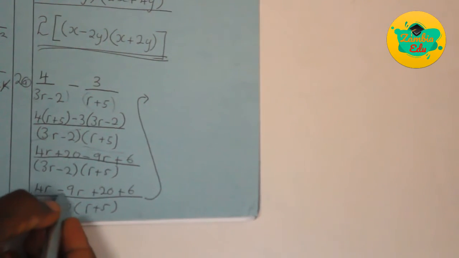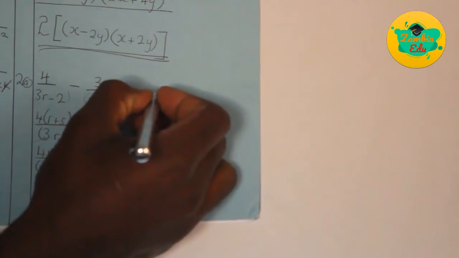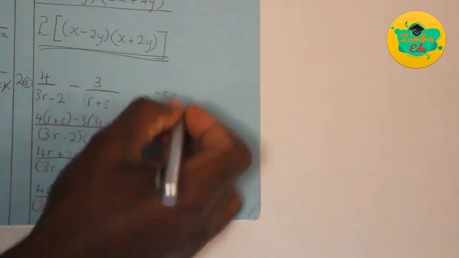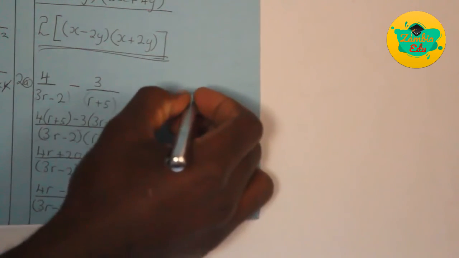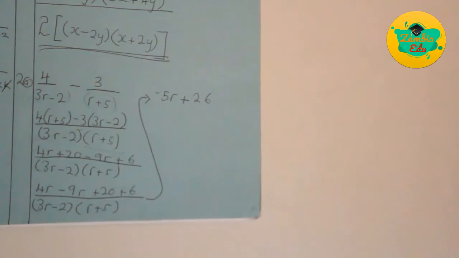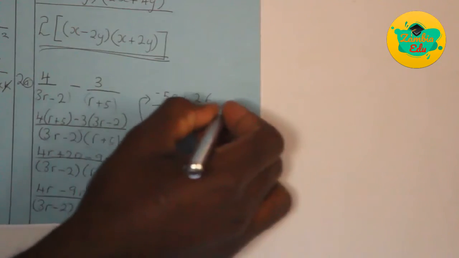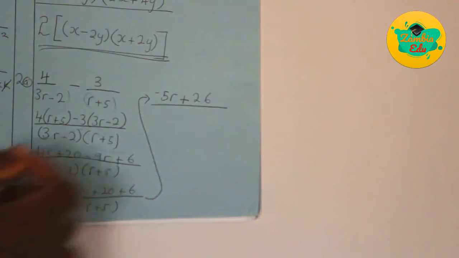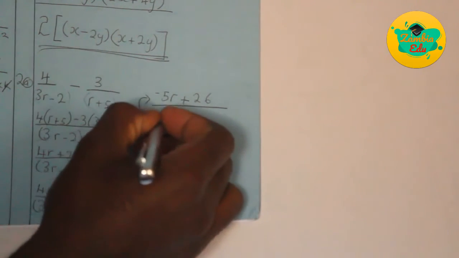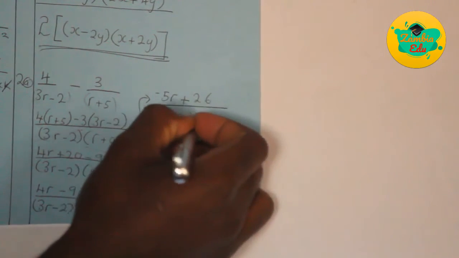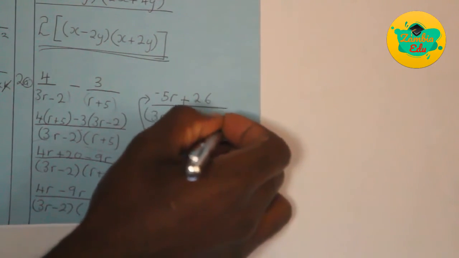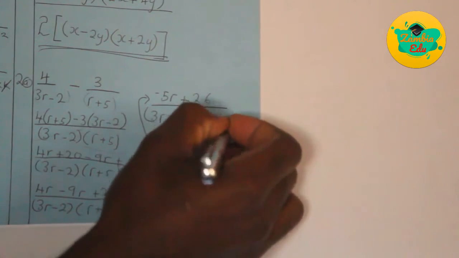So 4r minus 9r gives us negative 5r, plus 20 plus 6 gives us 26 over 3r minus 2, r plus 5, in that way.